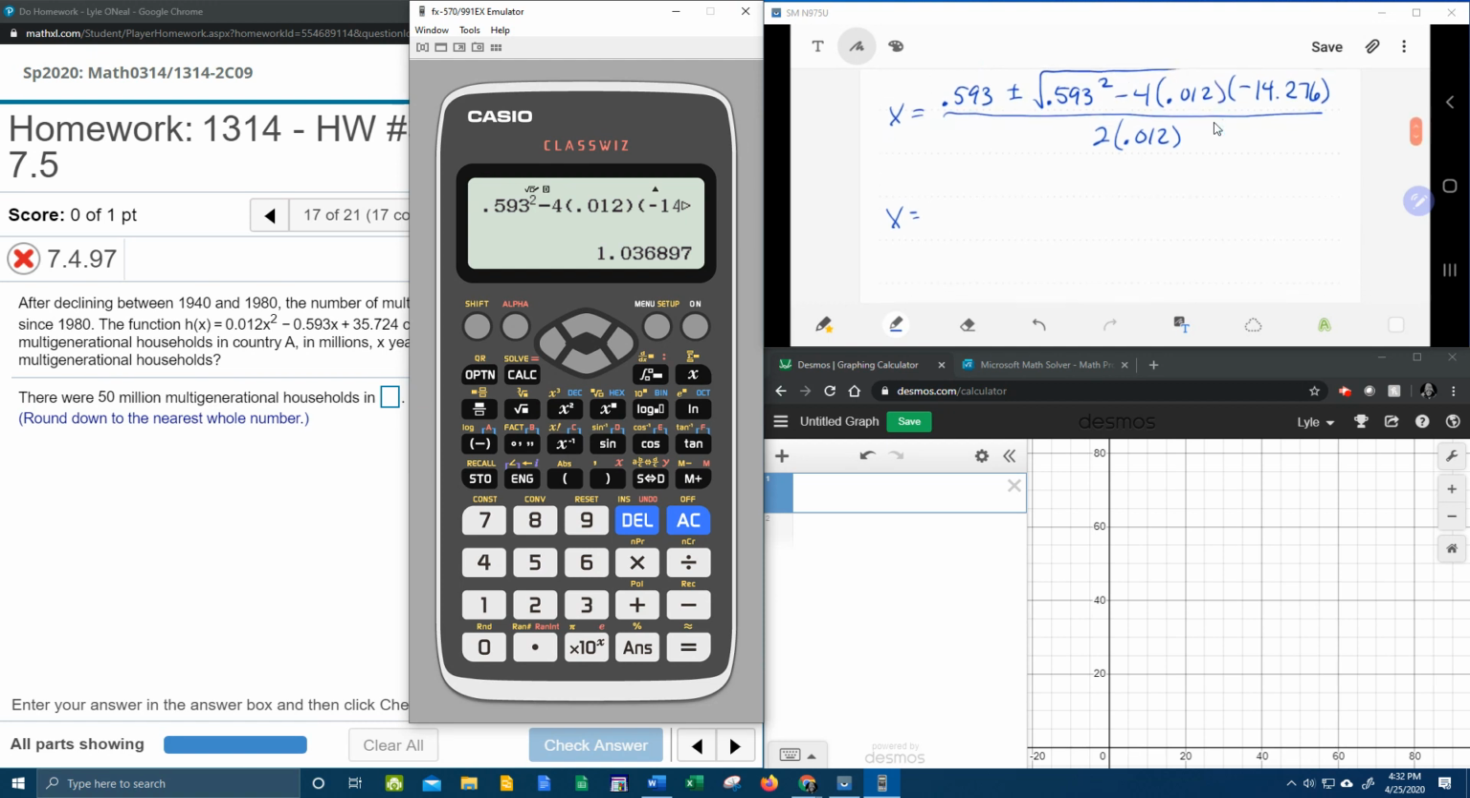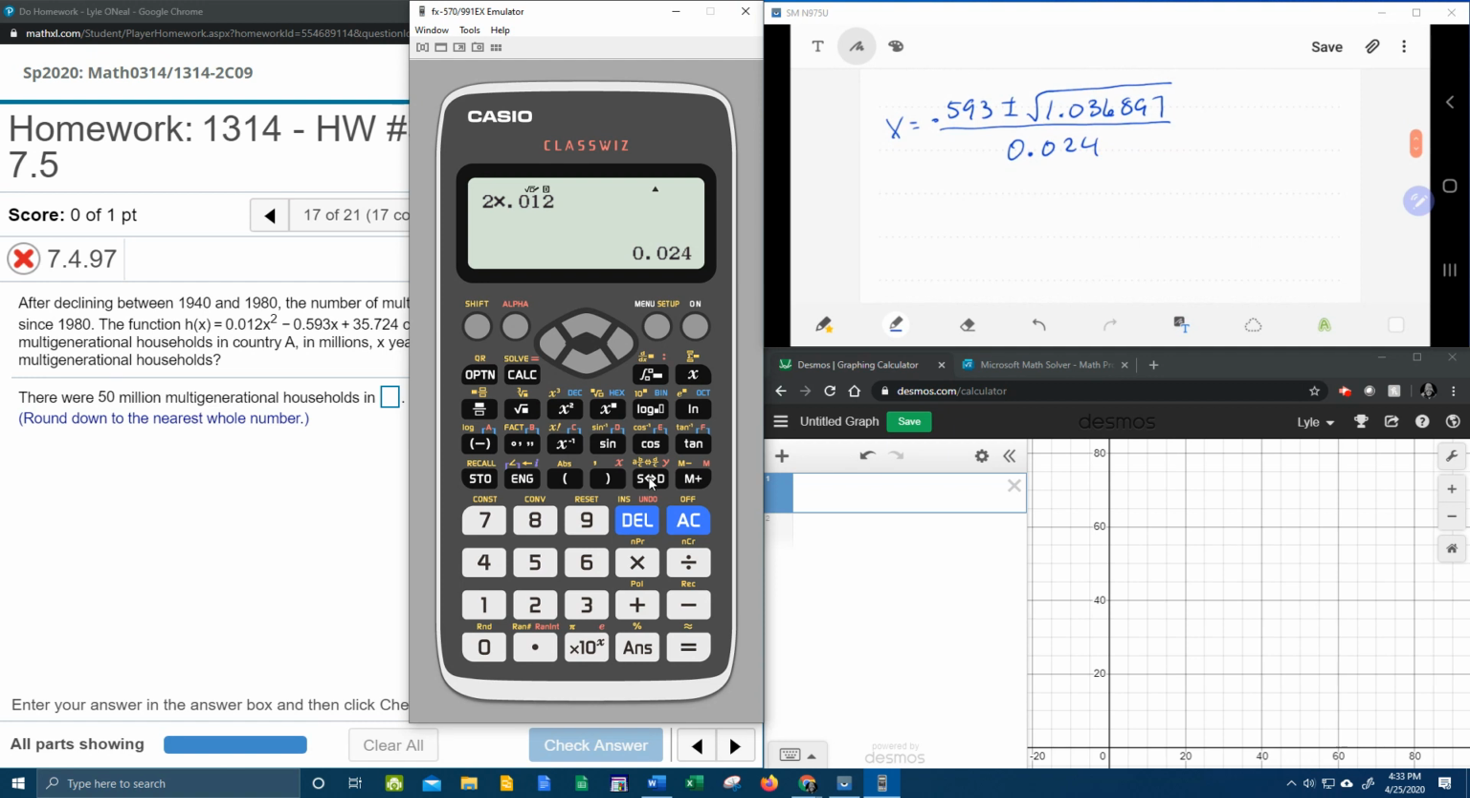So now we're going to have 0.593 plus or minus square root of 1.036897 all over 2 times 0.012. Let's see what that is. 2 times 0.012. And if I hit the SD button, 0.024. And so now I need to calculate this, okay?